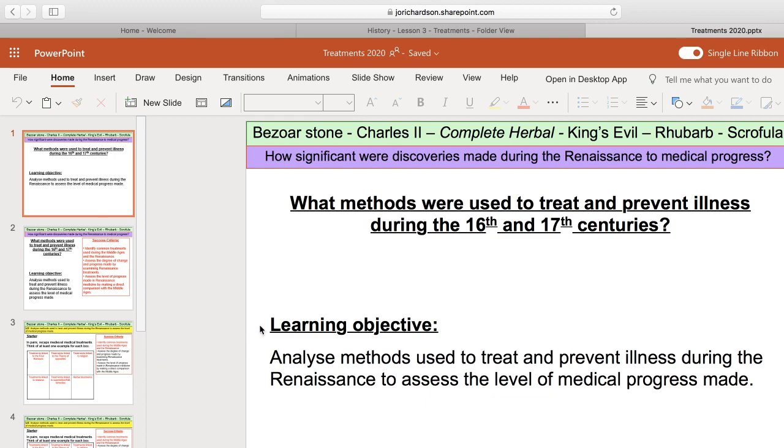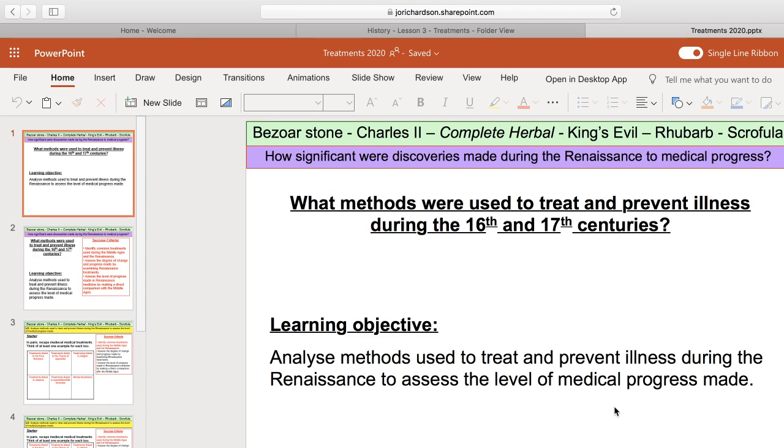what methods were used to treat and prevent illness during the 16th and 17th centuries. So we're still thinking about the Renaissance period, and we're focusing on the methods to treat and to prevent illness. Our lesson objective today is to analyse methods used to treat and prevent illness during the Renaissance and assess the level of medical progress made.